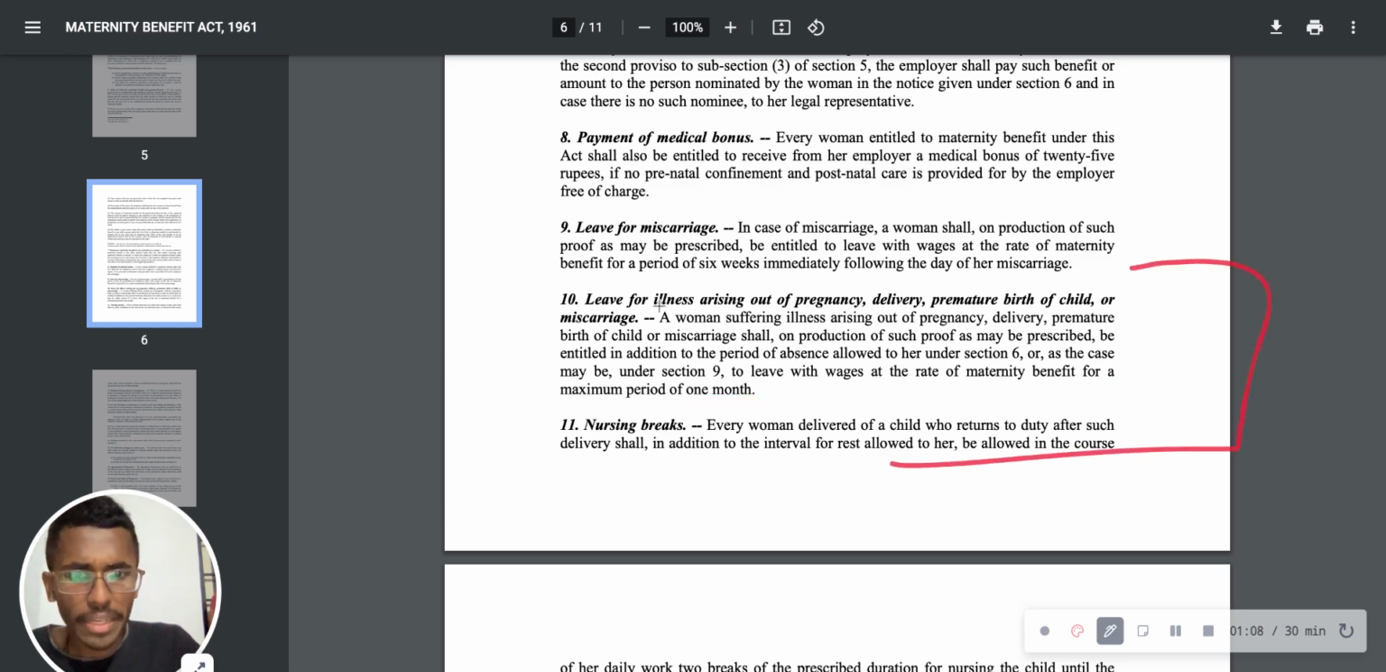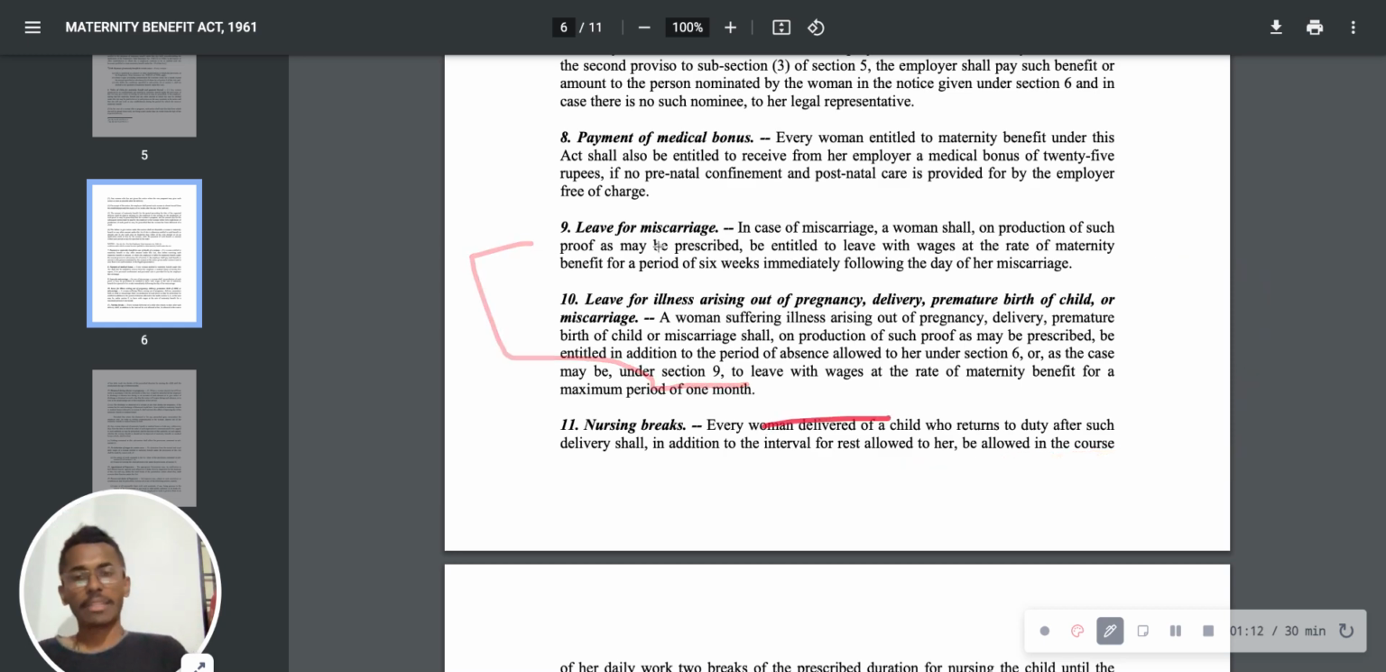So yes, it is very important for her to get an extended period of leave up to 1 month. Okay, so you can extend the time frame beyond 1 month. Now, what is Section 11 speaking about?